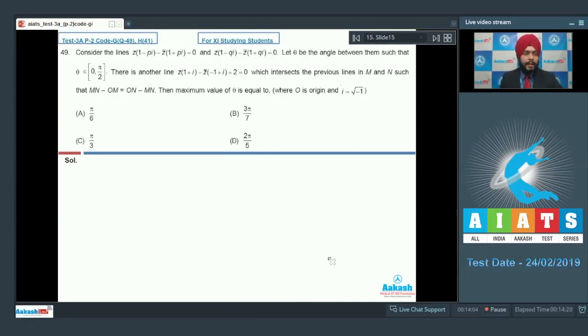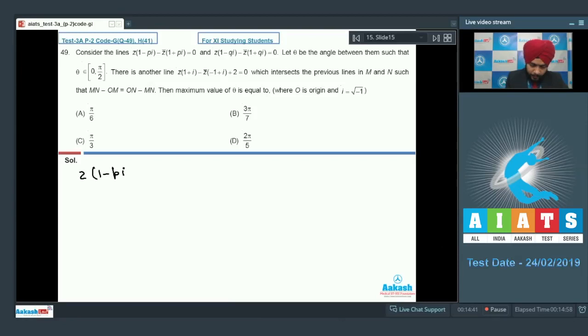Question number 49 says that consider the lines z into 1 minus pi minus z bar into 1 plus pi equals 0 and z into 1 minus qi minus z bar into 1 plus qi equals 0. Let theta be the angle between them such that theta belongs to first quadrant, 0 to pi by 2. There is another line z into 1 plus iota minus z bar into minus 1 plus iota plus 2 equals 0 which intersects the previous lines in M and N such that MN minus OM is equal to ON minus MN. The maximum value of theta is equal to. Students, it is quite a lengthy question with a lot of information. So let us start one by one.